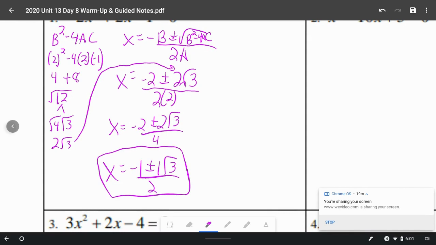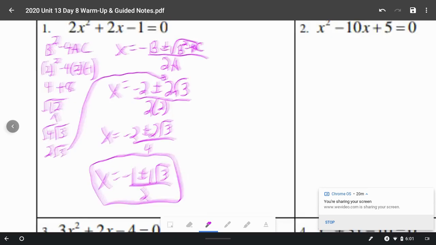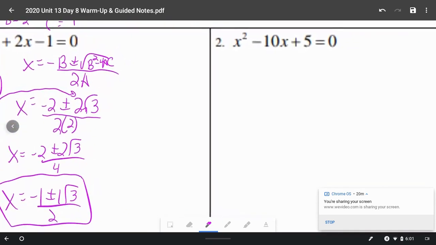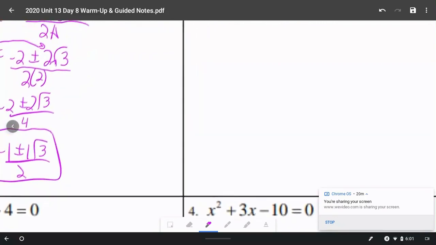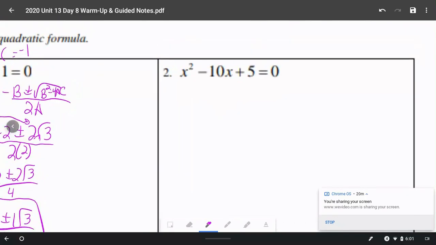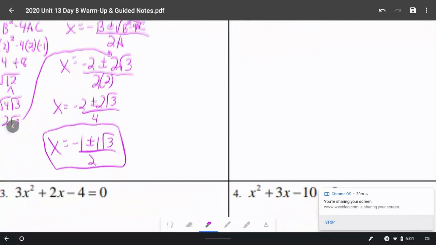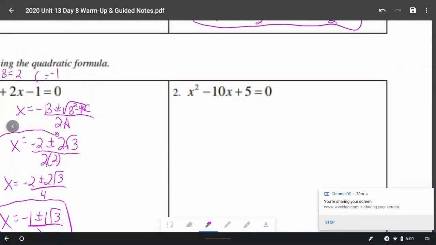So that's how you do the quadratic formula. And once again, that will work on every single quadratic equation that you have. All right, let's check out number 2. Yeah. So if we label my A, B, and C first, A is 1 because there's just a 1 in front. B is -10, and C is 5.